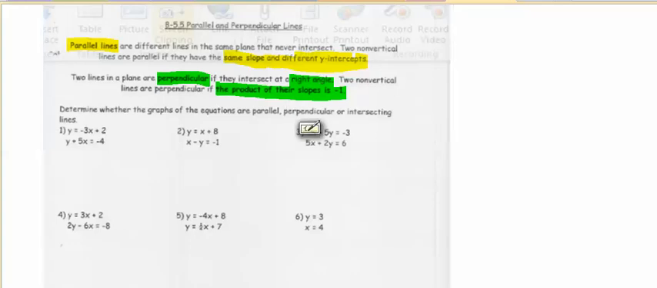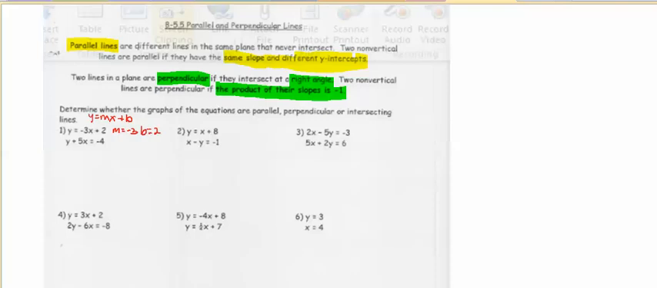Now, we're going to look at two lines, and on each of these lines, the most important thing that we're going to look for is the slope of the line. So if I look at this first equation, it's in y equals mx plus b form. It's already there. So my m is -3, my b is 2.